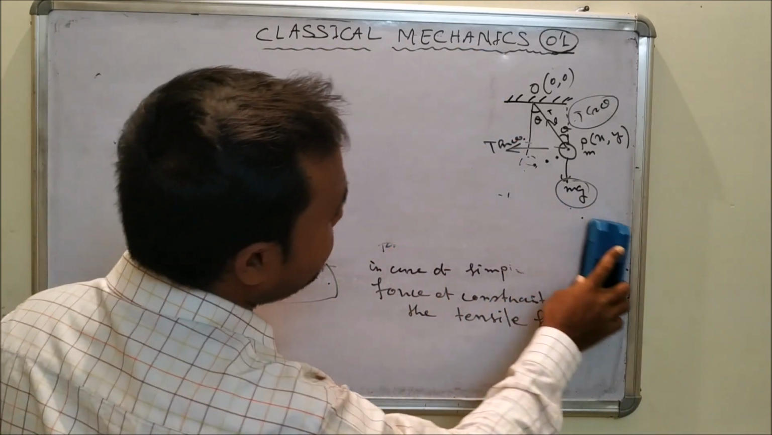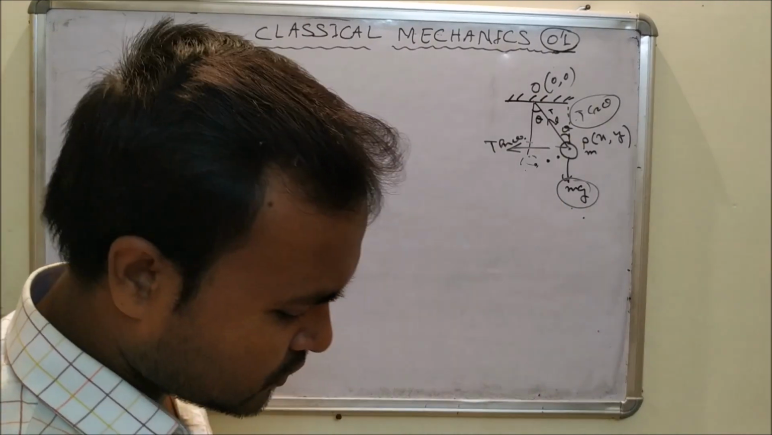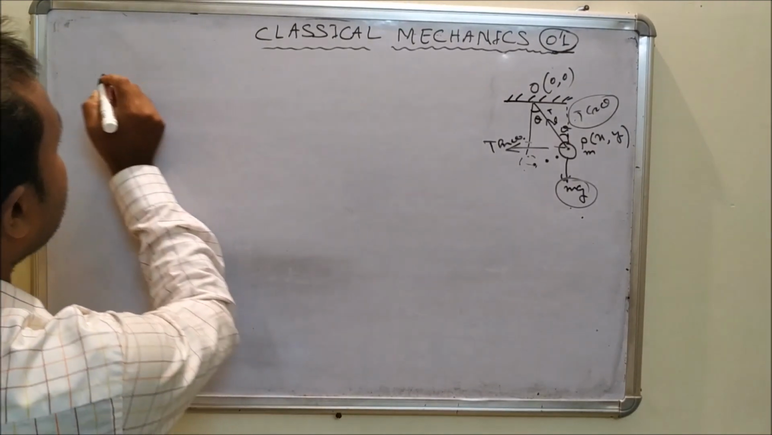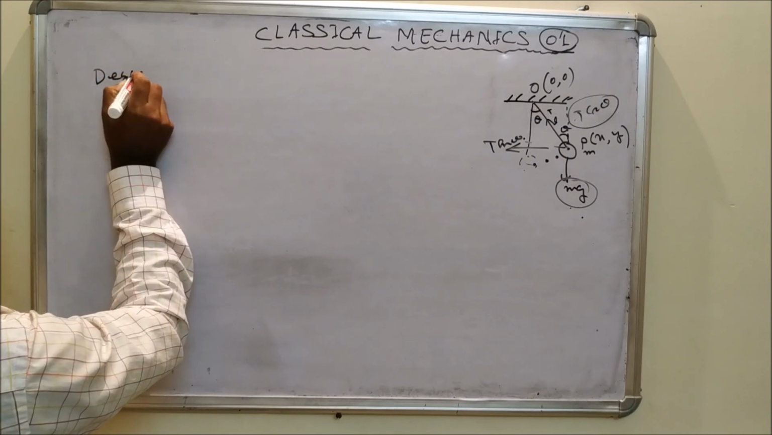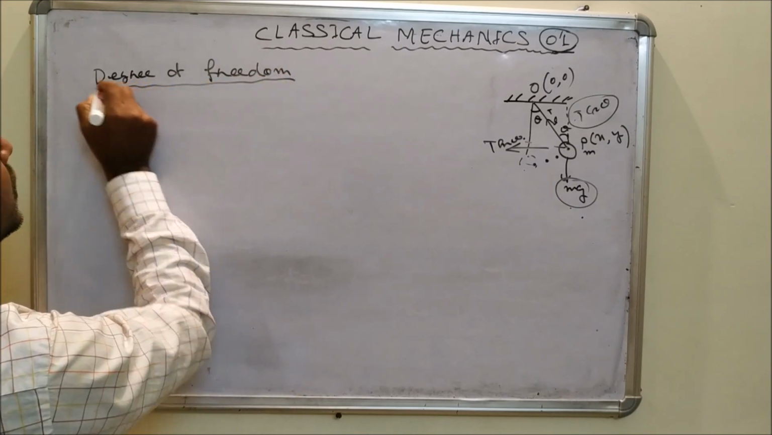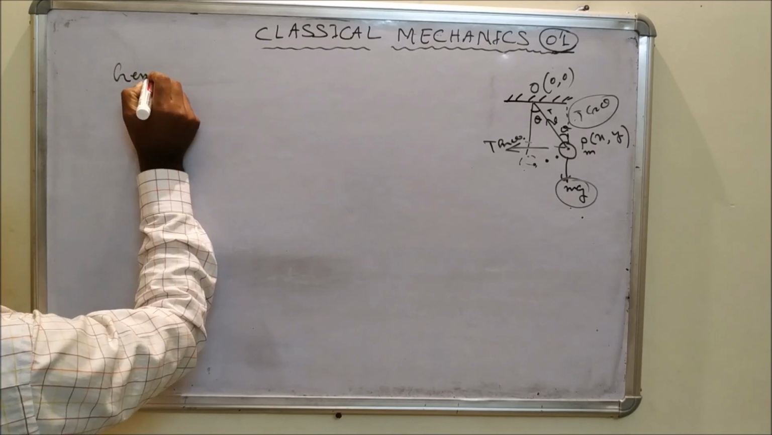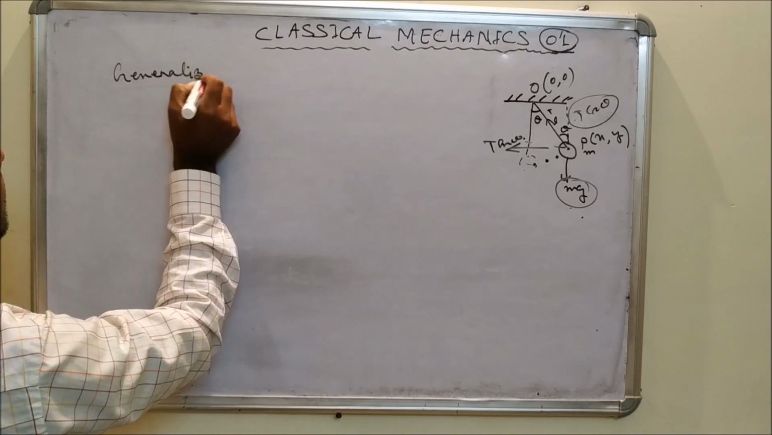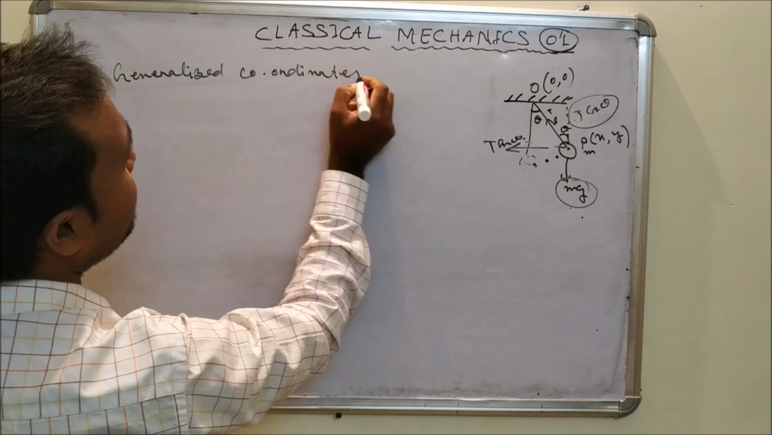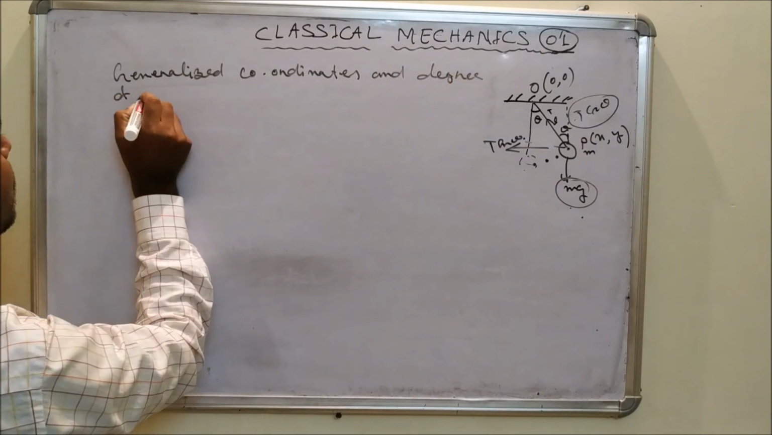Now, before starting the Lagrangian formulation, what we need is a very, very important terminology, that is called degree of freedom, the degree of freedom of a system. And another is the generalized coordinate. Generalized coordinates and degree of freedom.